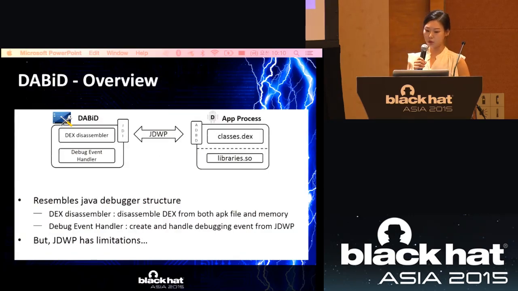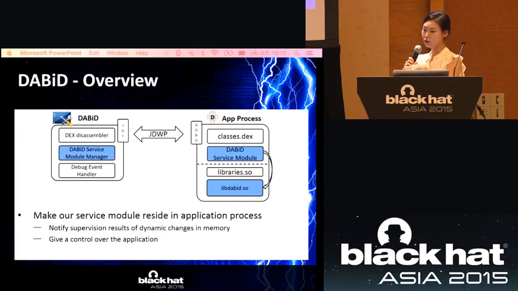So this is an overview of our work. Basically, it resembles the Java debugger structure. It has a DEX disassembler, which disassembles DEX files from both the APK and memory. And there is a debug event handler, which creates and handles debugging events from JDWP. But using JDWP has limitations in terms of reverse engineering, so we made our service module reside in the application process during the lifetime of the application. This DABiD service module notifies the debugger of supervision results of dynamic changes in memory and also gives control over the application.